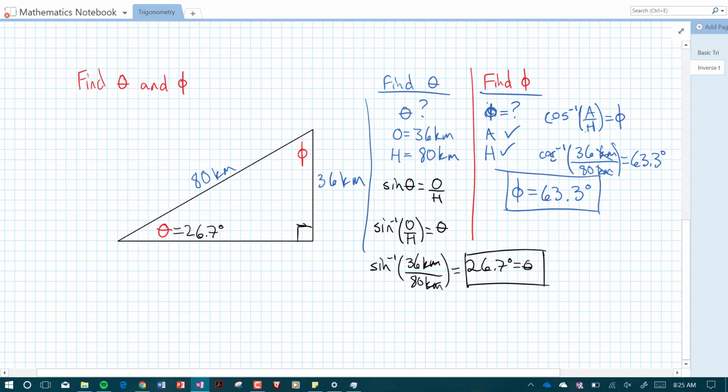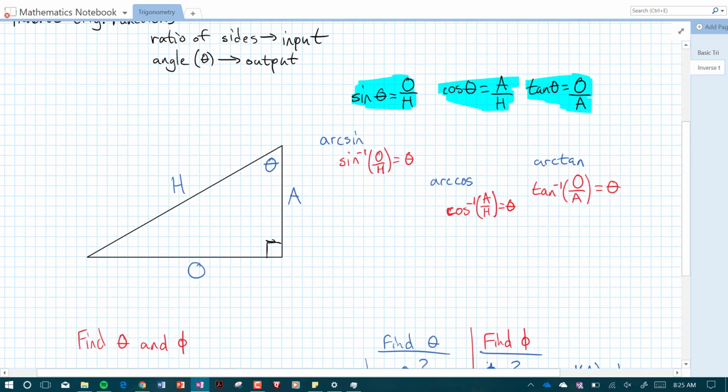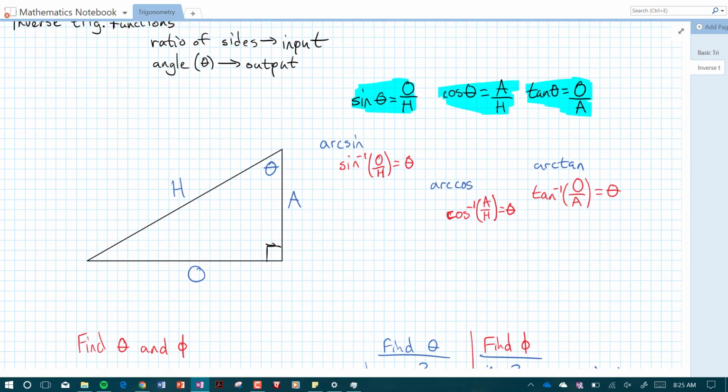And that's how we use our inverse trig functions. Our inverse trig functions just reverse the inputs and outputs, so they allow us to find the angle in a right triangle if we know at least two of the sides. Remember, the trig functions are the same, so you can still use SOHCAHTOA to figure out which is which.